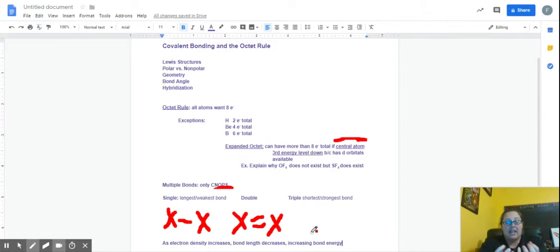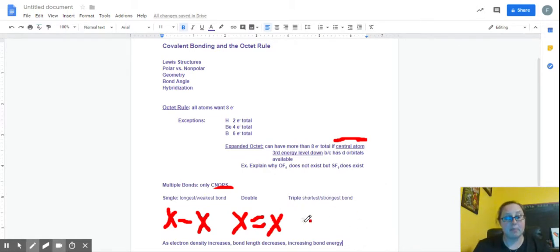So because I've done something called increasing electron density, you see that sentence at the very bottom. If I increase electron density, meaning I add more electrons in the middle, what that's going to do is pull those atoms closer together, because the nucleus is positive, it's going to be attracted to that. And if I'm pulling the nucleus closer together, then that's going to make my bond shorter.